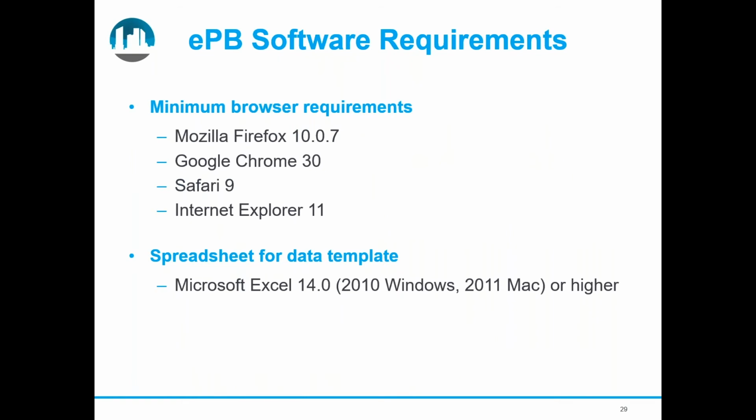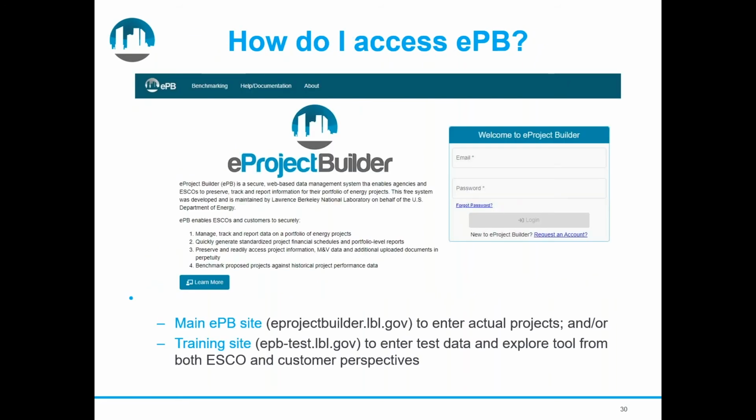Some minimum software requirements, just so that you're aware of them. I think that stuff is old enough now that it'd be hard to imagine that we haven't all leaped that hurdle. So that really brings us back to where we're about to enter data. As a reminder, how do I access it? Well, there's two sites: the main site for real project data and the training site. The training site's the one we're going to use today, epb-test.lbl.gov, as John and I participate in playing through a live example for you. So that's how I access the system, with my email and unique password.